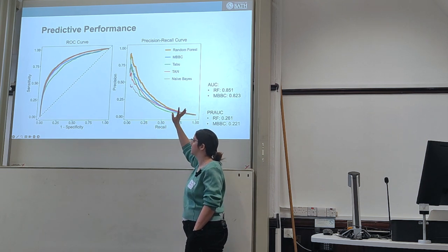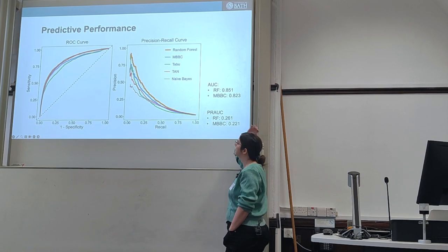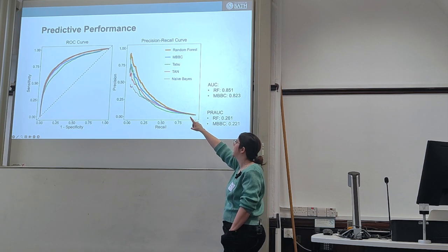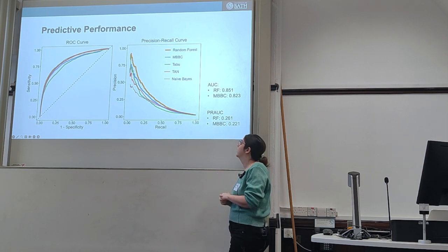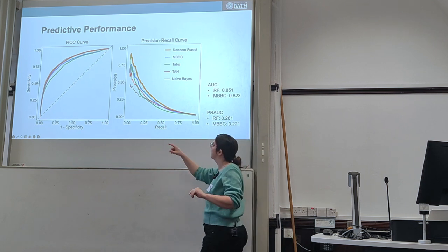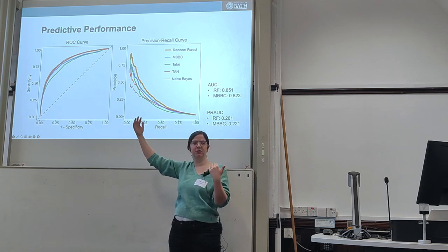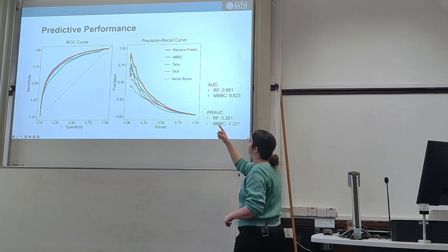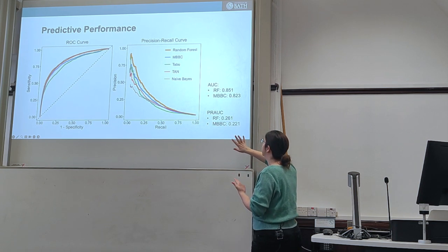There are some criticisms of ROC curves, especially when you have rare diseases. So looking at precision recall is an alternative which does take into account the prevalence of the thing you're trying to predict. In our case, the prevalence of PSA in our data set is about 2%. So if the precision is above 2%, that's a good thing. It means we're doing better than random guessing. Here, random forest and MBBC seem to do the best.